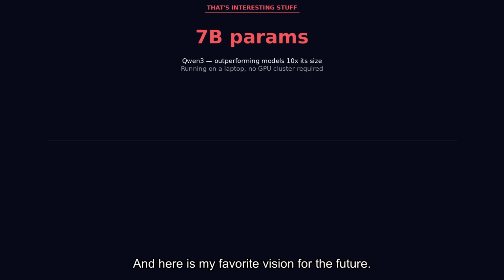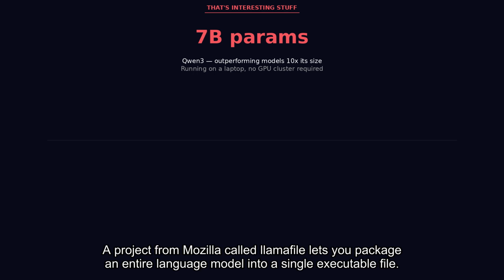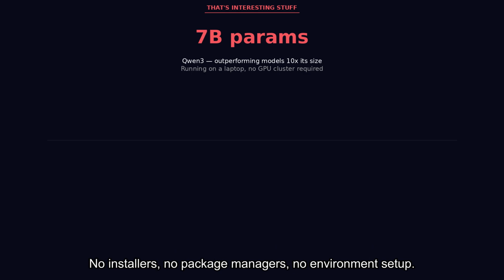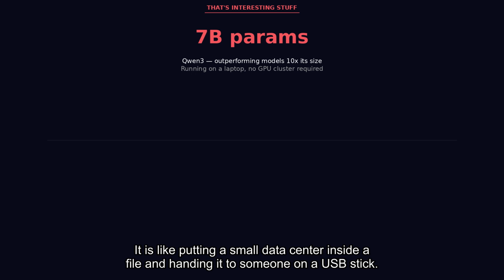And here is my favorite vision for the future. A project from Mozilla called Llamafile lets you package an entire language model into a single executable file. One file. You double-click it, and you have a running AI. Version 0.8 recently shipped, and it is wild. No installers, no package managers, no environment setup. The model is embedded inside the executable itself. It is like putting a small data center inside a file and handing it to someone on a USB stick.